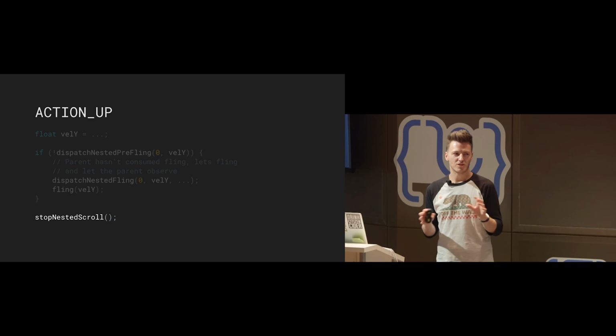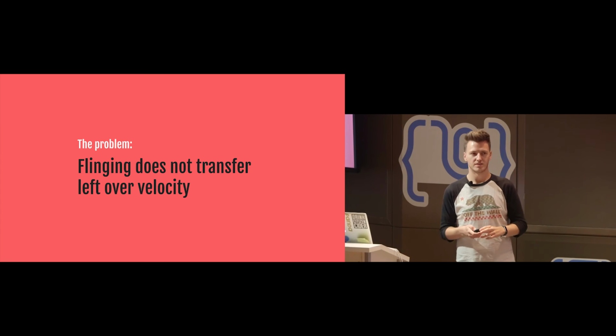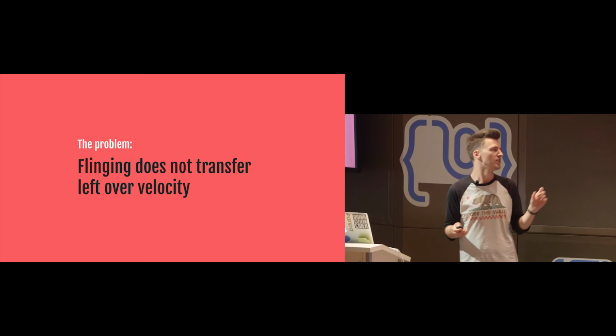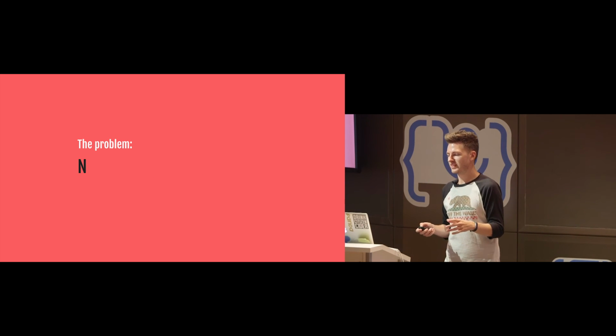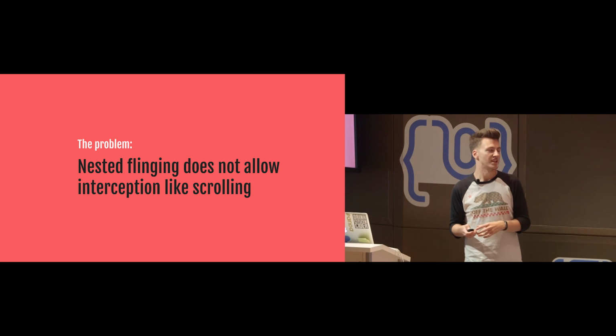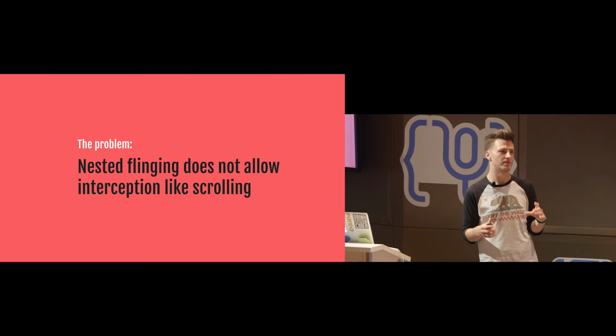So hopefully some of you are putting 2 and 2 together and realising what the bug is here. The problem isn't that flinging doesn't transfer left over velocity, well, it kind of is, but it's not the symptom. The problem is actually more this: nested flinging doesn't allow us to consume or even observe during a fling.